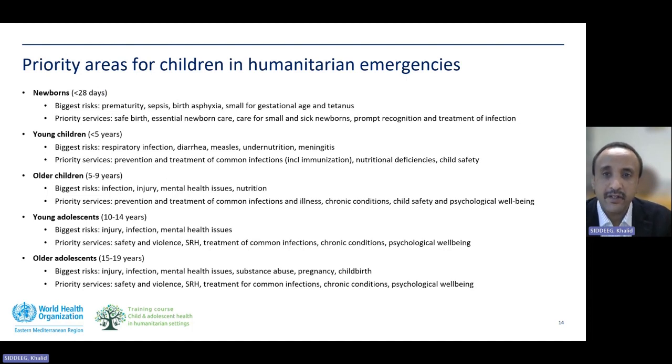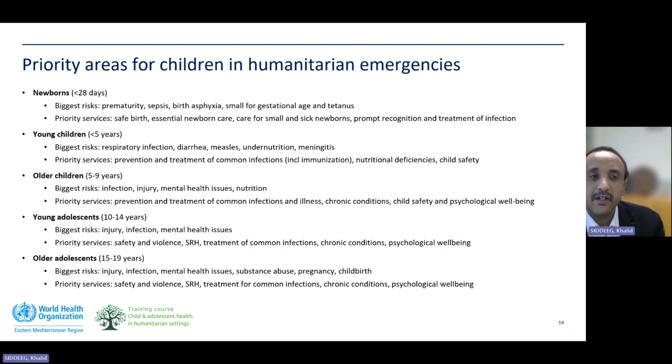While for under 5 children, it is usually pneumonia, diarrhea, malaria, and malnutrition. These are the main killers and risks for under 5 children. So prevention is important: immunization, WASH facilities, nutrition interventions, and also integrated case management, like integrated management of childhood illnesses, or at community level, integrated community case management.